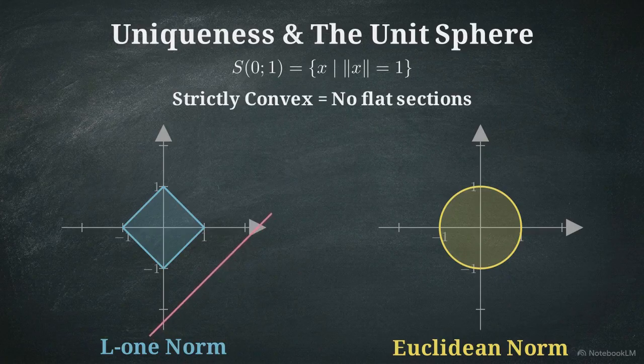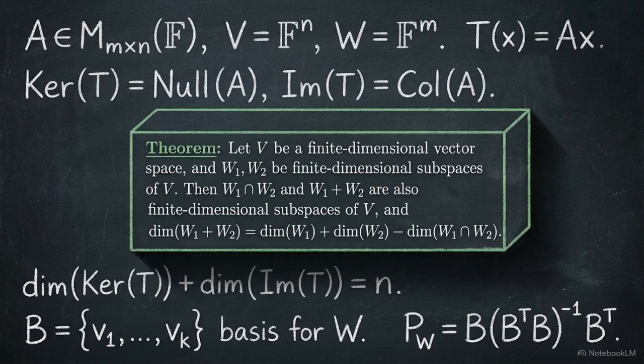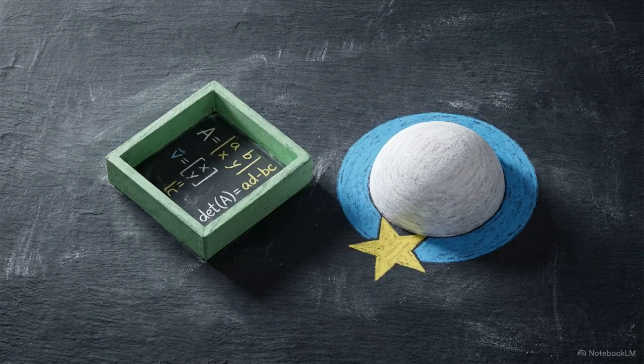The diamond has flat edges, allowing a subspace to slide up and touch multiple points simultaneously. The perfectly round circle can only ever touch a subspace at exactly 1 point. Finding an approximation is guaranteed by the dimension of the subspace, but finding a single, unique answer requires the rigid, curved geometry of a strictly convex space.